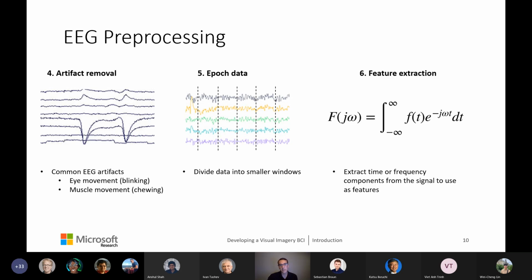And then finally would be feature extraction, where you would extract the time or frequency components from the signal that you'd like to use as features during your classification. So for example, maybe before you started with a broad filter of EEG, filtering from 1 to 50 hertz, but now you want to narrow it down to just use the alpha band of activity for feature selection. So you might use an FFT to pull out just that 8 to 15 hertz range.